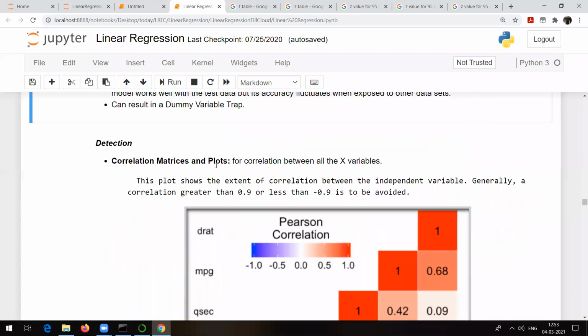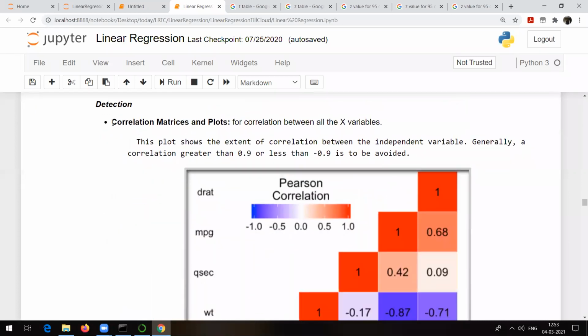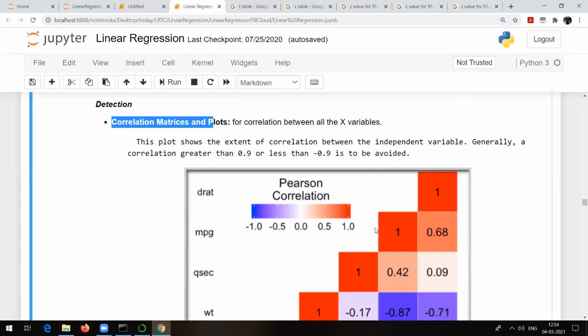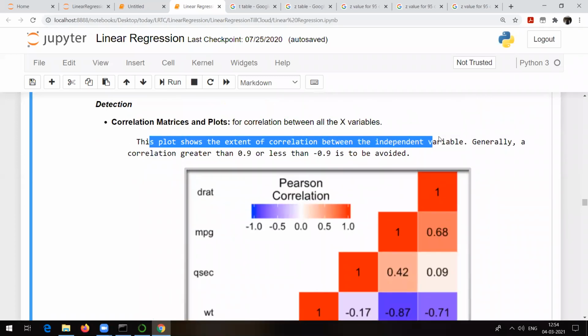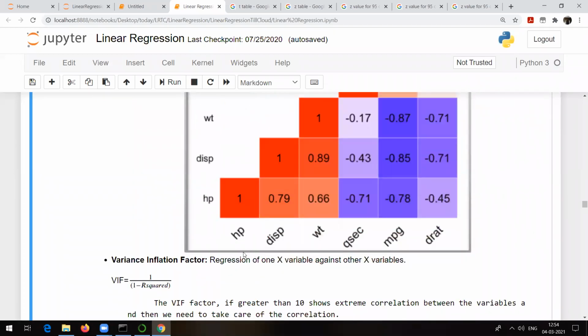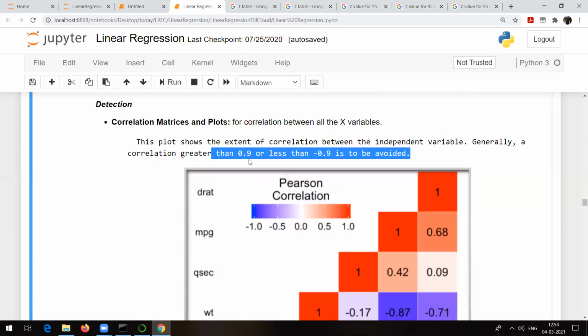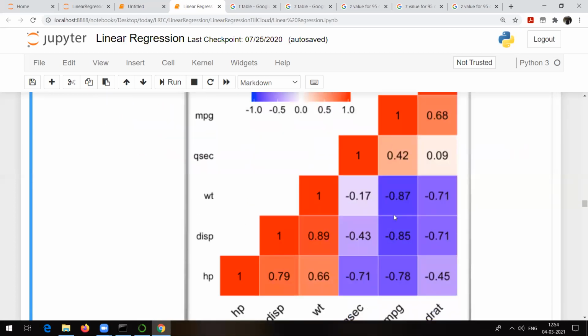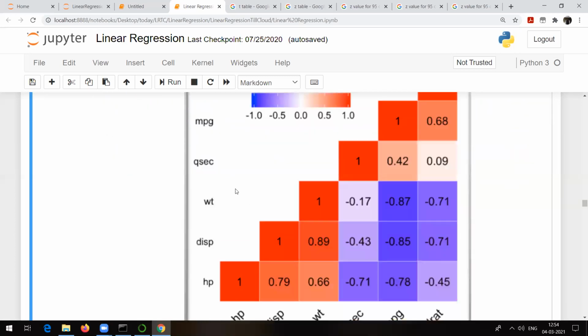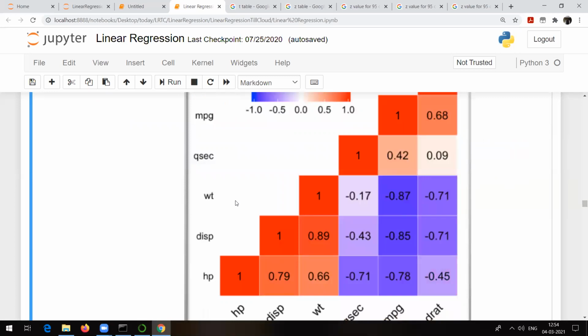How can you detect multi-collinearity? There are different ways. The first way is to use a correlation matrix. This is called a heat map, which makes use of correlation. We have already seen this one. This plot shows the extent of correlation between independent variables; on the x-axis and y-axis you can see all the independent variables, the input features. Generally, a correlation greater than 0.9 or less than minus 0.9 is to be avoided. This is just a standard convention. In our case, there is no value greater than 0.9 or less than minus 0.9, so there is no correlation. But this is just an example to show how to detect correlation.